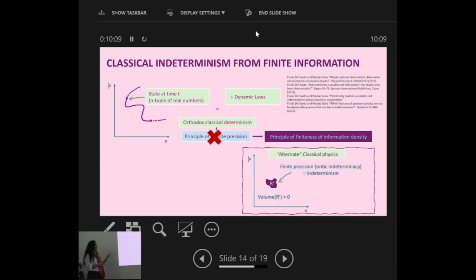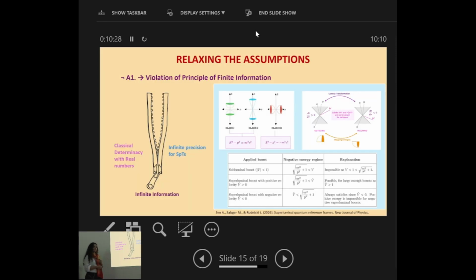So if you don't have infinite precision and you have the principle of finiteness of information density, you get this kind of alternate classical physics, which Flavio De Santo and Nicolas Gisin came up with in a series of papers, where you see that classical theory also gives up some sort of ontic indeterminism. Now, why is this interesting? So we have classical determinacy with real numbers, which has infinite information.